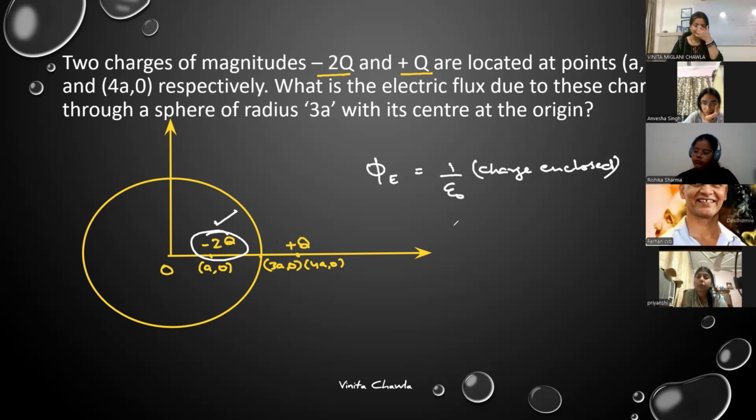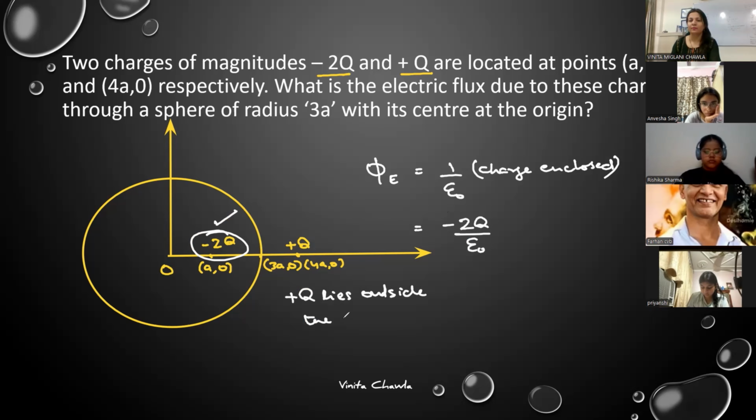Okay. So what is the answer? Minus 2Q by epsilon naught. Yes, minus 2Q by epsilon naught. We are not going to consider plus Q because plus Q lies outside the sphere. Right?